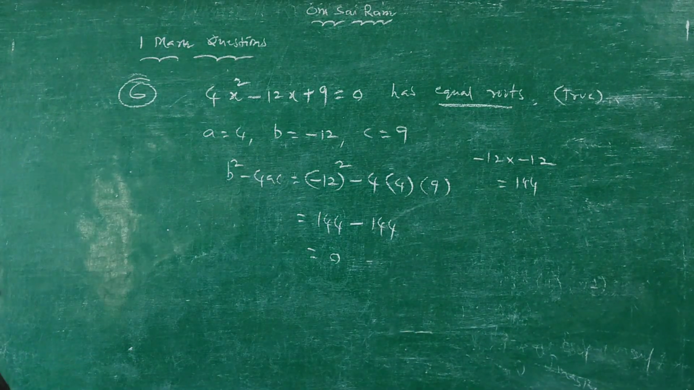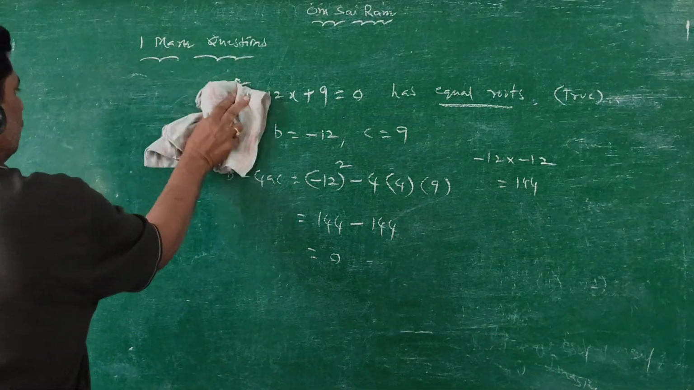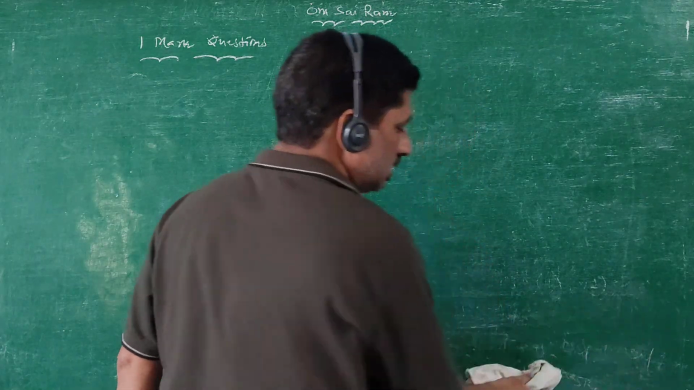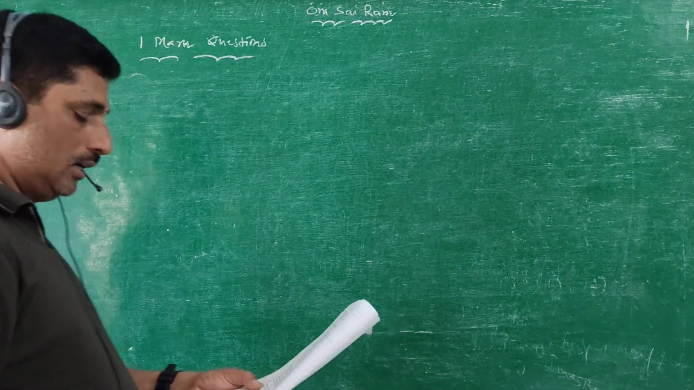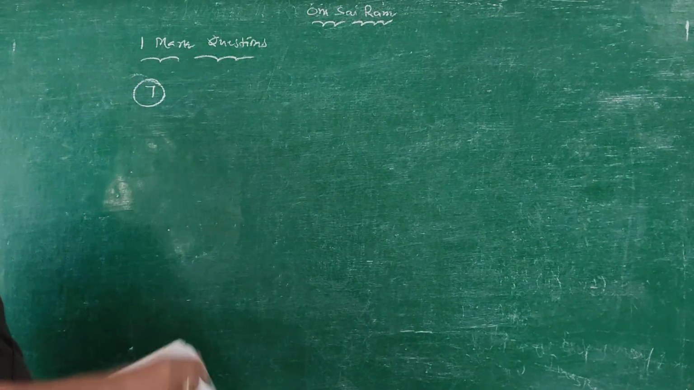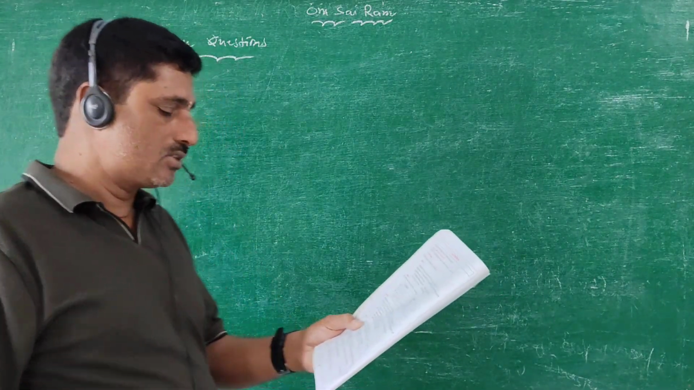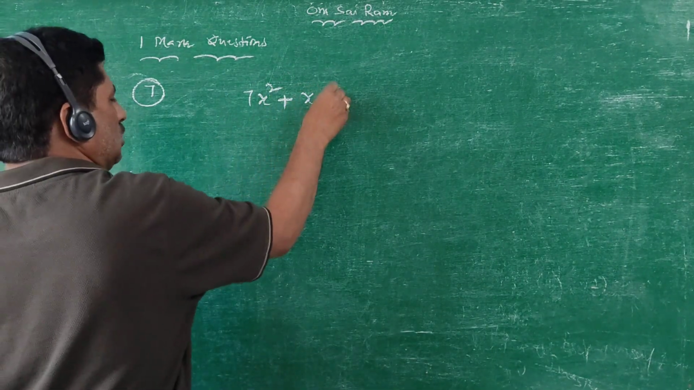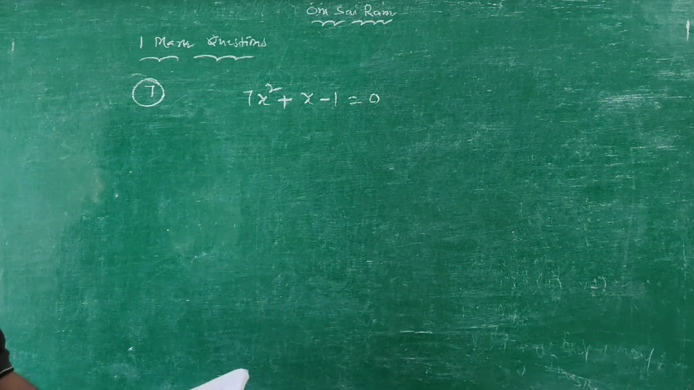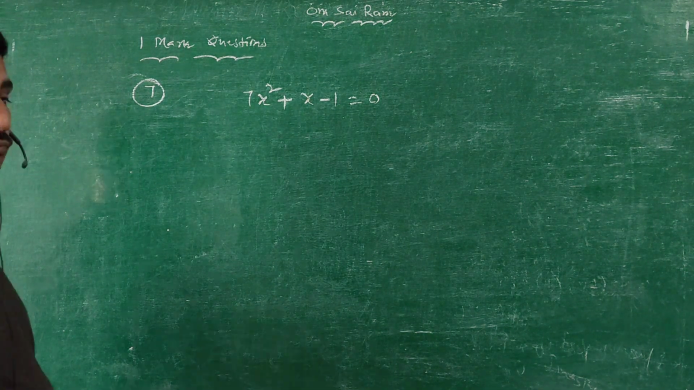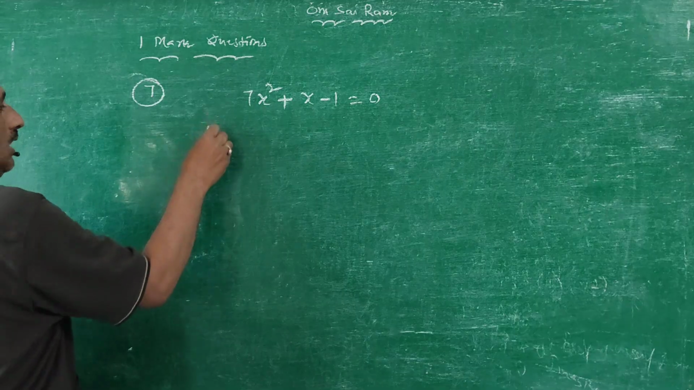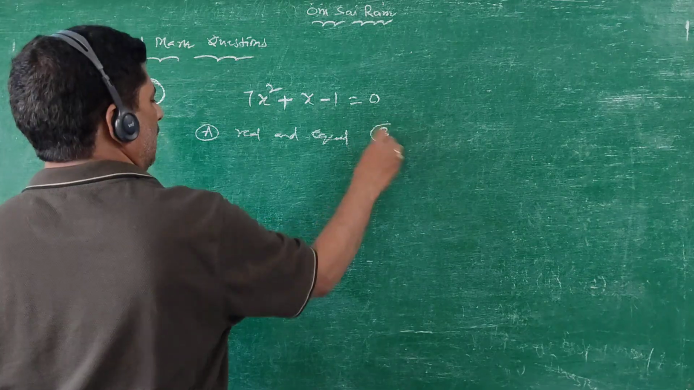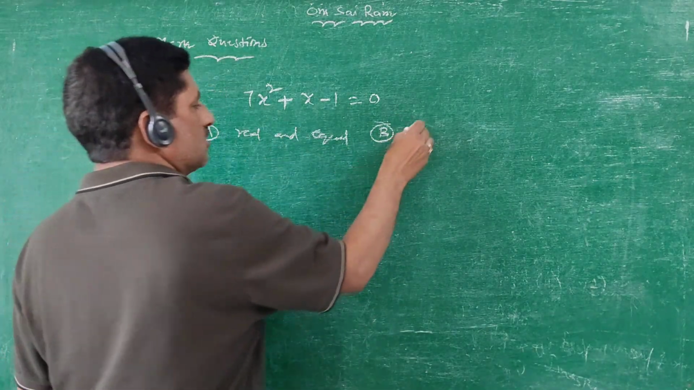Then the seventh question. I will just explain what type of questions they will ask in the 1 mark. So the seventh question is the roots of the equation. They give one equation, 7x square plus x minus 1 equals 0. Now we have to verify what type of roots this equation has. The options given are: real and equal, option B, real and distinct.